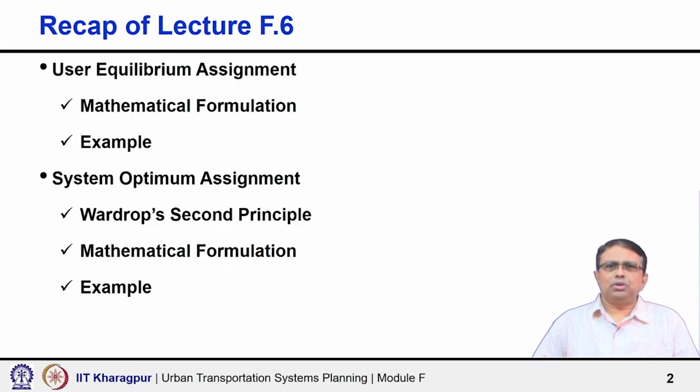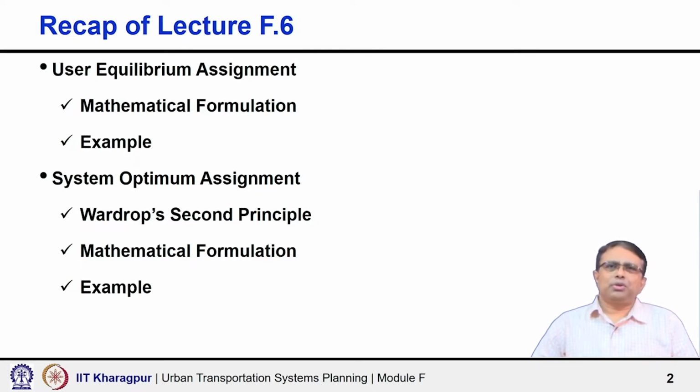For both conditions, we took one example to explain user equilibrium and the system optimum assignment. In fact, it was the same example, but we solved it assuming user equilibrium and then as per the system optimum assignment. And we have shown you how the solutions are going to be different.